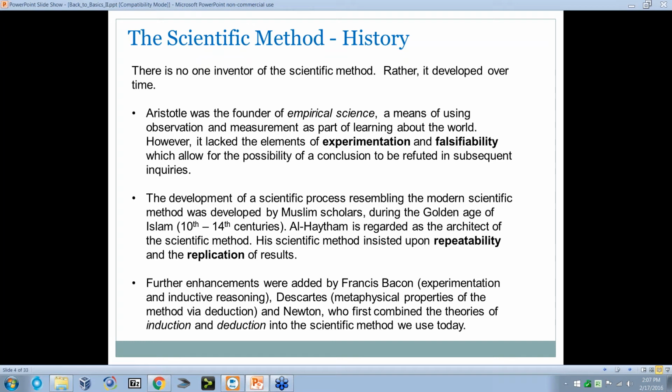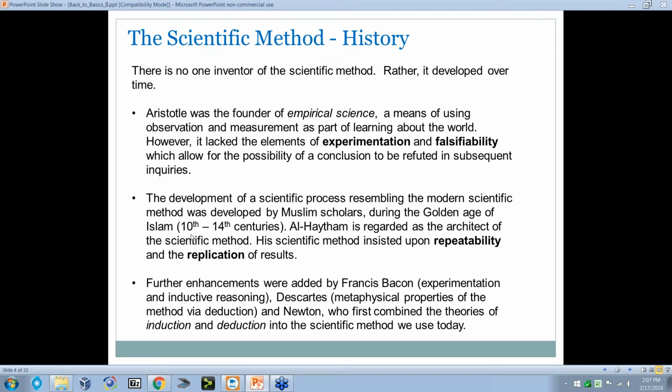And then come to your conclusions. That's really the most robust kind of study you can do, is an experimental study. There's all different kinds of studies, so we won't go into those today, but that's what was lacking, was the experimentation and the falsifiability.